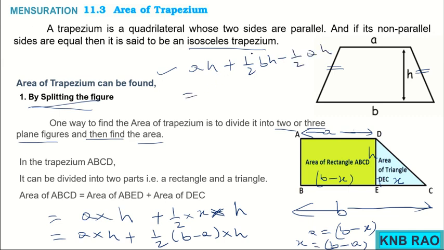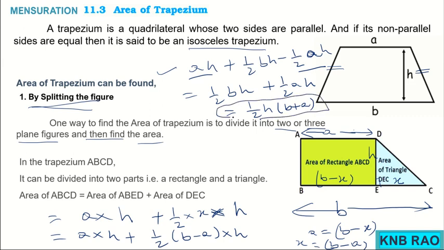From one full AH, if you take away half AH, we will be left with only half AH, and this half BH comes as it is. Now what is common here? Half is common, H is common. If I take it out, B plus A comes. So that's how this formula comes.